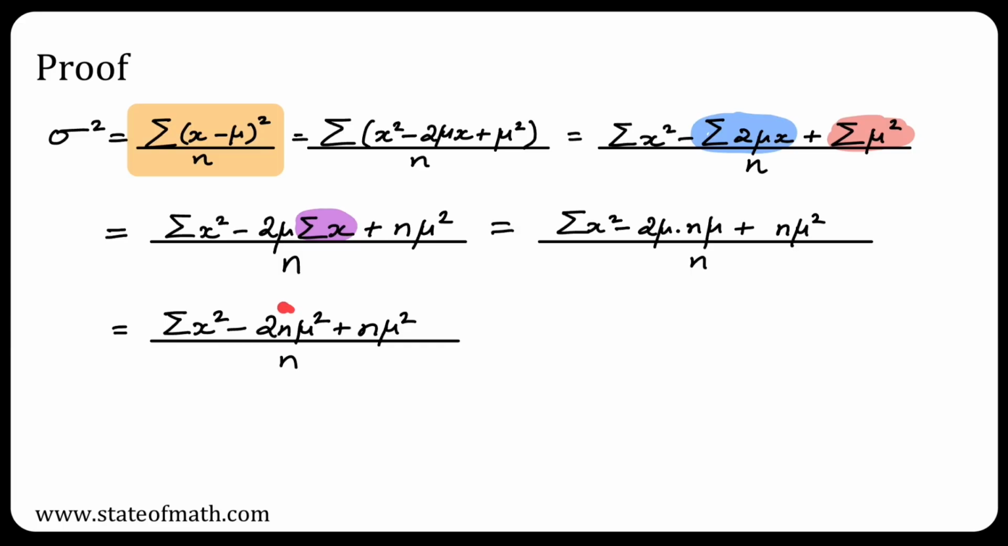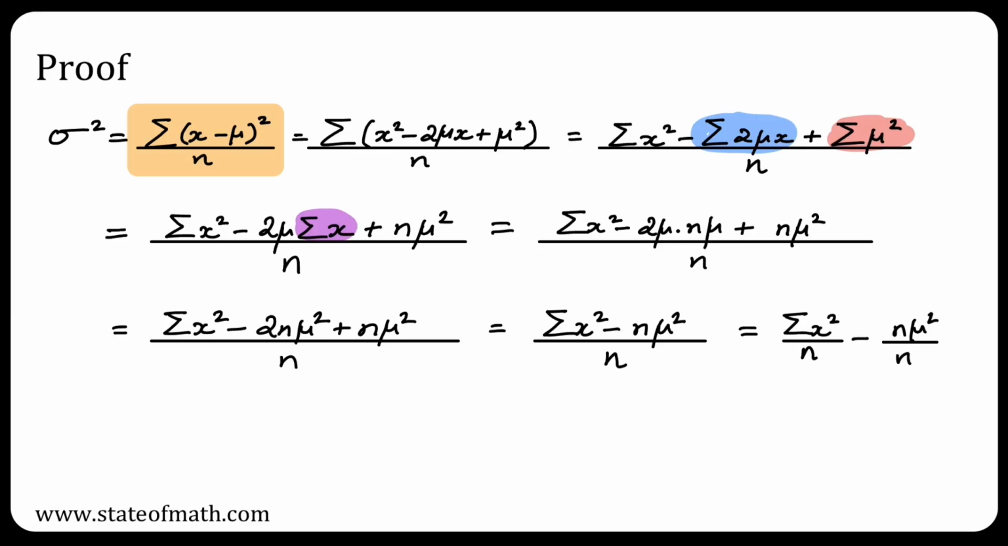Now notice how these two terms are like terms, so I can simplify them. And this will give me sum of x squared minus n mu squared over n. I'll split this into two separate fractions, and for the second fraction, I'll cross out the n. And finally, I get the second formula, sum of x squared over n minus mu squared.